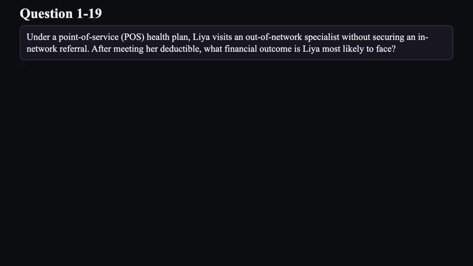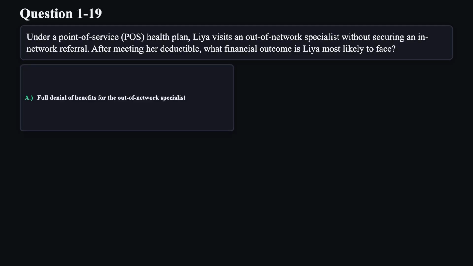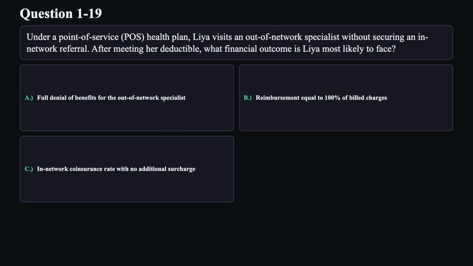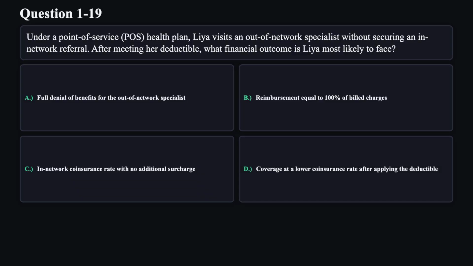Question 19. Under a point-of-service, POS, health plan, Leah visits an out-of-network specialist without securing an in-network referral. After meeting her deductible, what financial outcome is Leah most likely to face? A. Full denial of benefits for the out-of-network specialist. B. Reimbursement equal to 100% of billed charges. C. In-network coinsurance rate with no additional surcharge. D. Coverage at a lower coinsurance rate after applying the deductible.